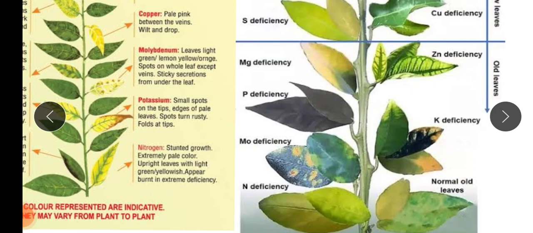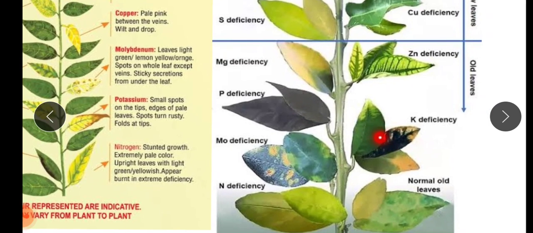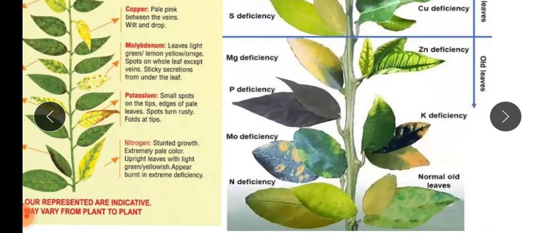Then they also affect the production of primordia, and leaf production affects primordia production. So they also affect plant growth and yield. Then the third important nutrient is potassium. This potassium deficiency we observe in those pictures.